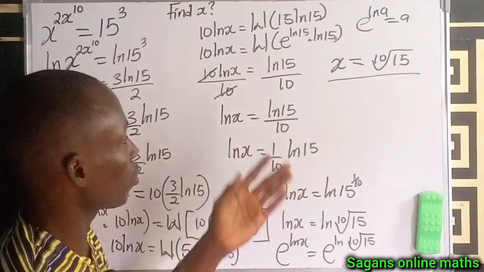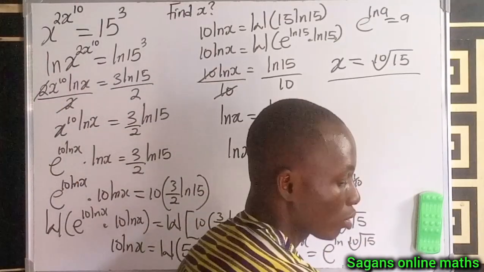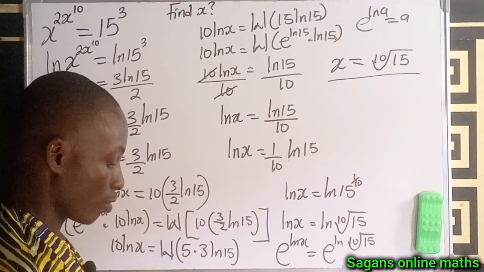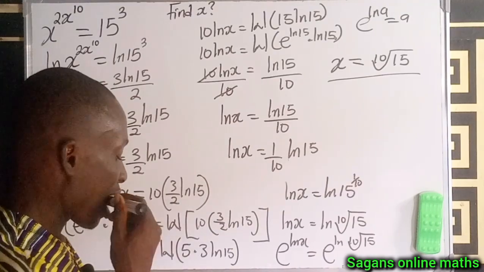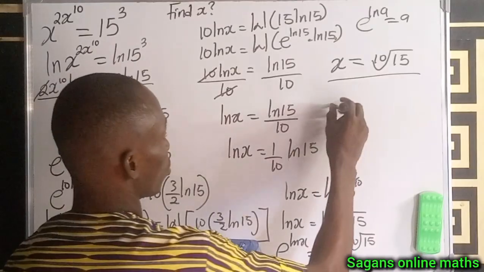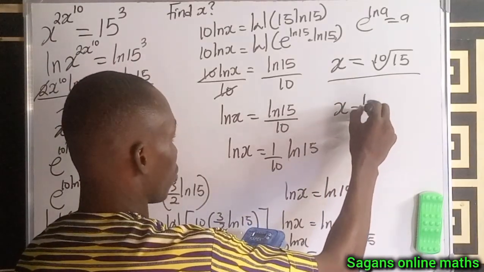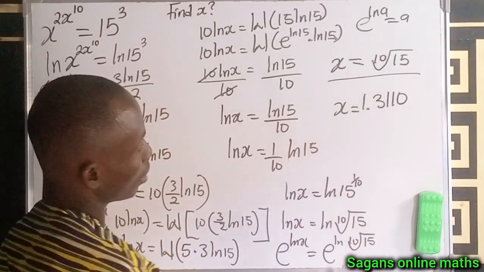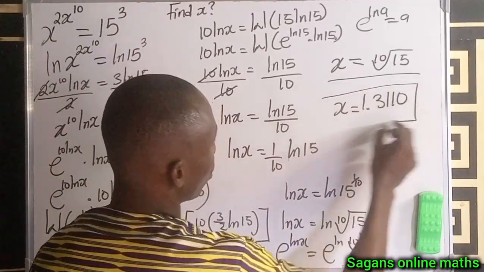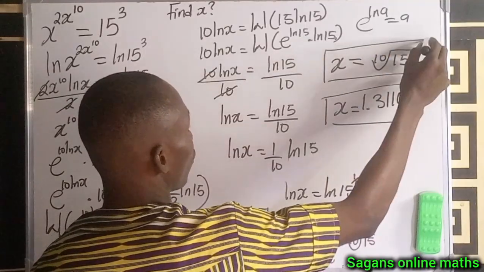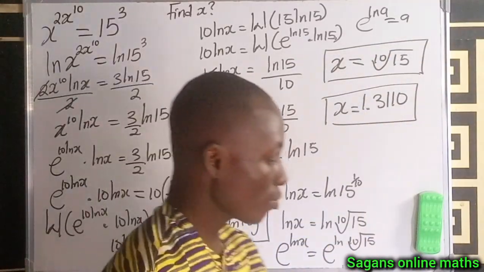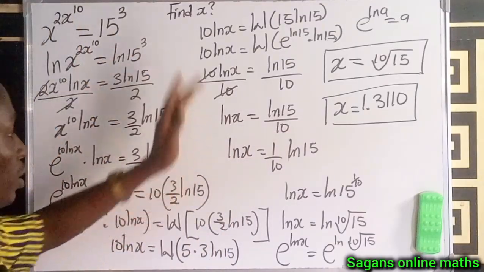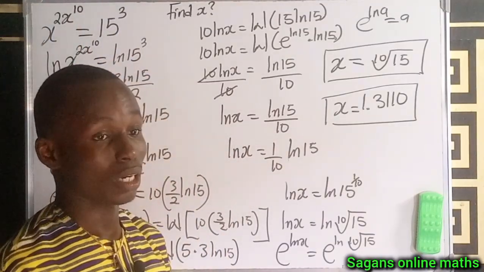Now let me check the 10th root of 15 in decimal. Let me see what I'm going to have. That means it's the 10th root of 15. So I'm going to have that x is also equal to, in decimal, 1.311 at 3 decimal places. This is also the value of x, and this is also the value of x. Okay, now if we substitute the value of x here, we will have exactly this answer. This is a beautiful solution to this particular question.